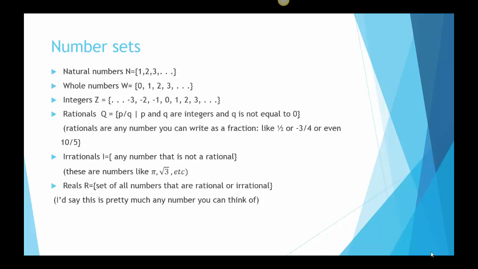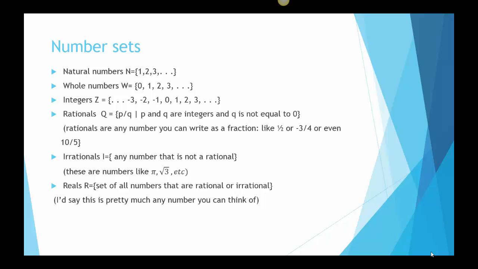Where it gets trickier is when we start talking about rationals. Rationals is anything that I can form by a fraction. To make a fraction, I say P over Q. P and Q are integers, which means I can have positives or negatives, and Q can't be 0. So rationals are our biggest set we've talked about so far, and they can be any number you can write as a fraction, like a half or -3/4. But even if I did 10 over 5, which we know is 2, it's still considered rational because you can write it as a fraction. Rationals were Q, kind of thinking like quotient.